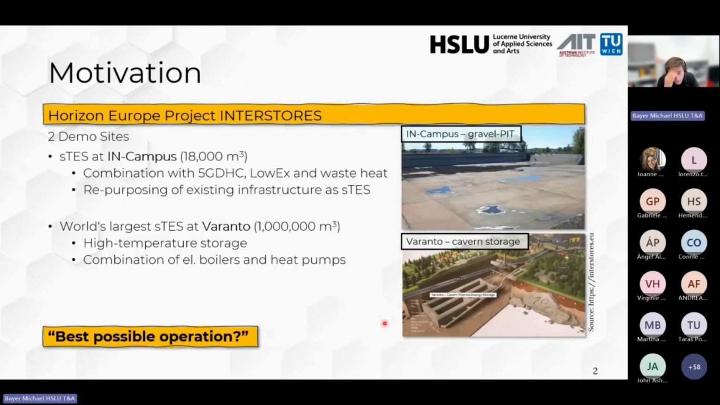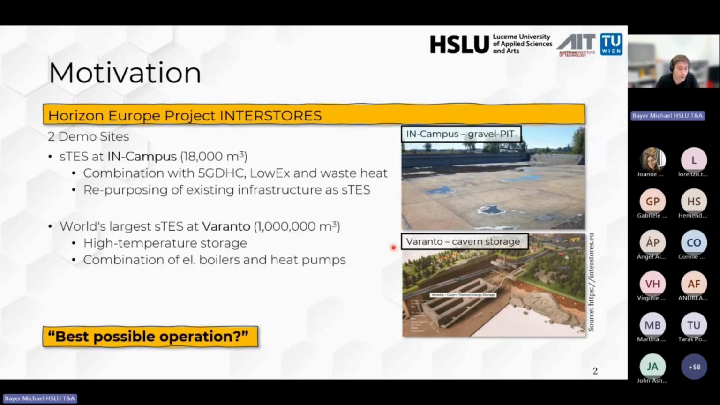So what is the motivation behind this? This is part of INTERSTORES, which brings together 14 partners in 9 different countries, and it focuses on optimizing and implementing seasonal thermal energy storage at 2 demo sites. One demo site is the InCampus in Ingolstadt. It's a gravel pit, and the other is the Varanto cavern storage in Finland with a size of like 1 million cubic meters, which would be the biggest cavern storage so far.